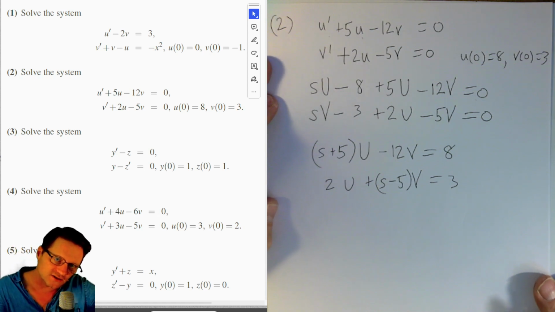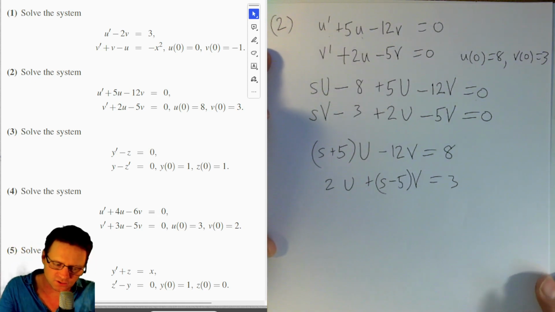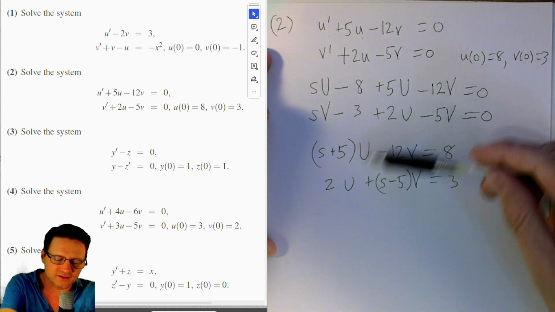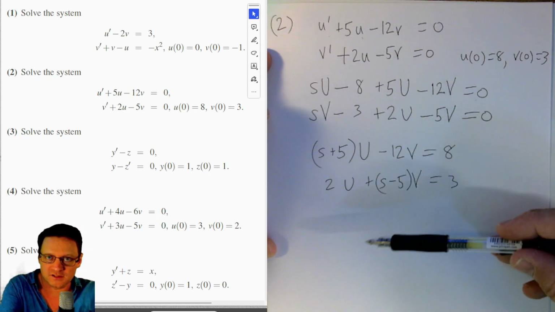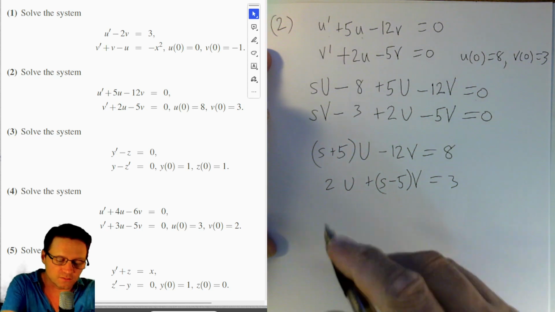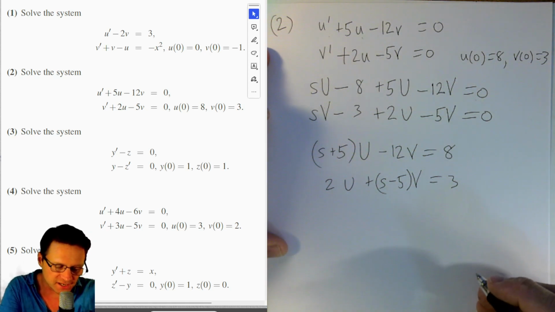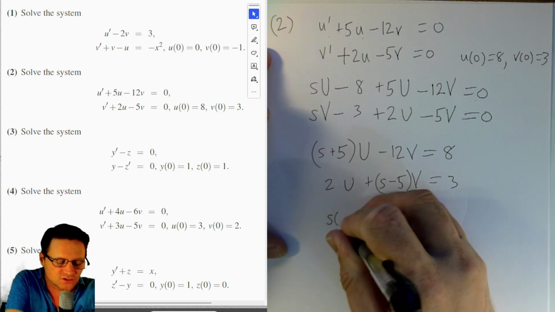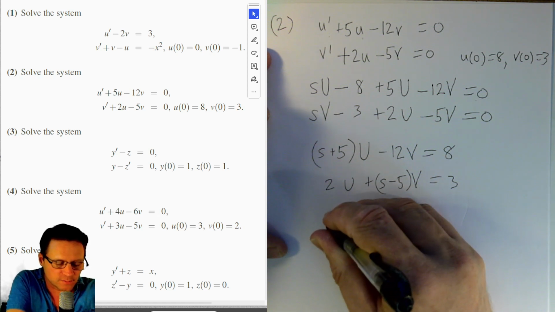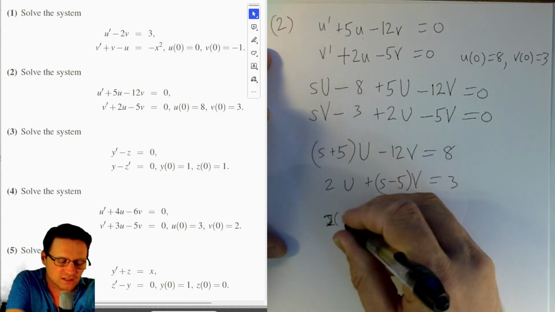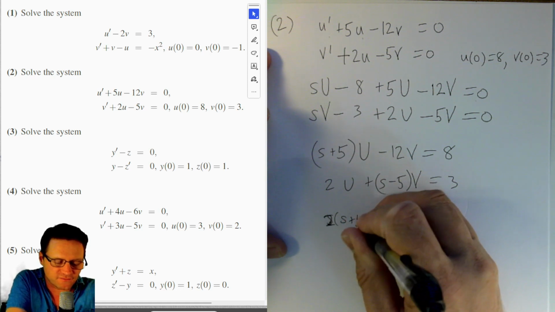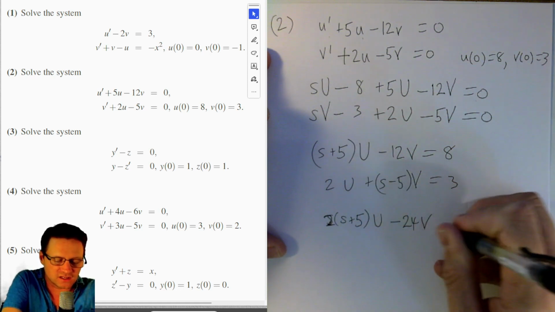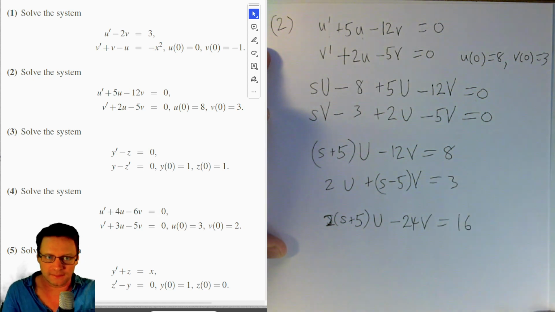So now let's attempt to eliminate u by multiplying each equation so that the u's have the same coefficient and subtraction makes them vanish. So multiplying the second equation by s plus 5 and the first equation by 2, we have 2 outside of s plus 5u minus 24v is 16.